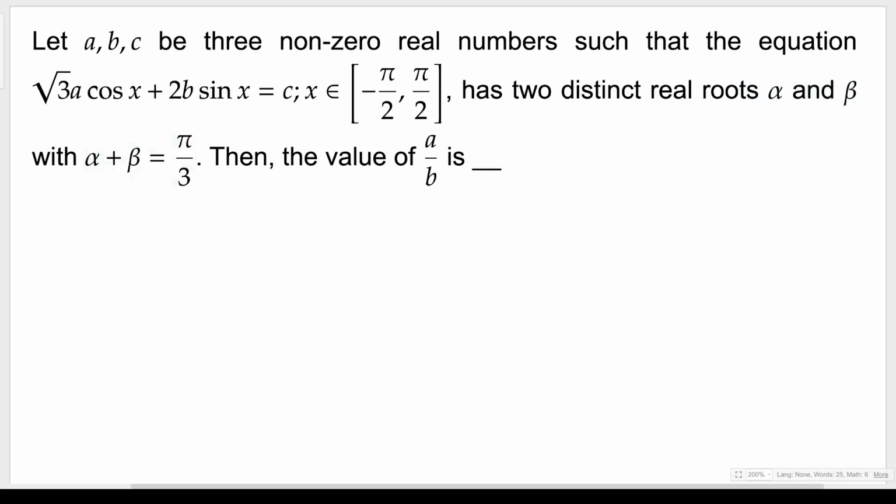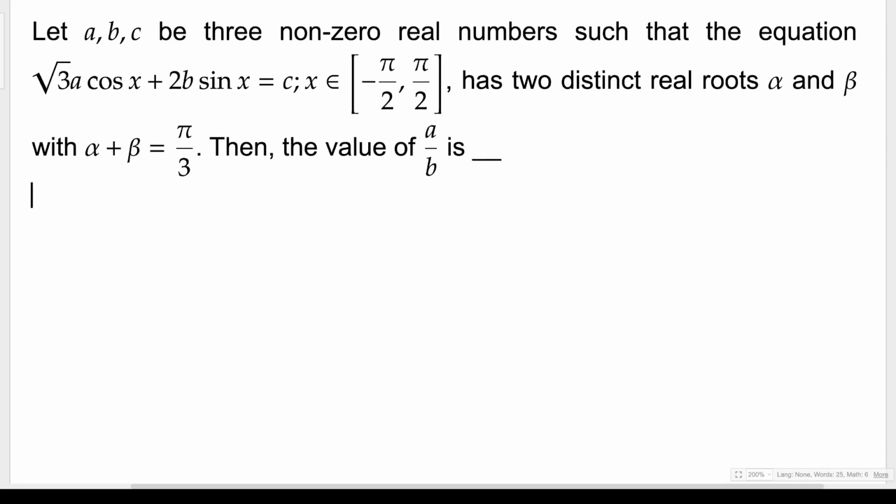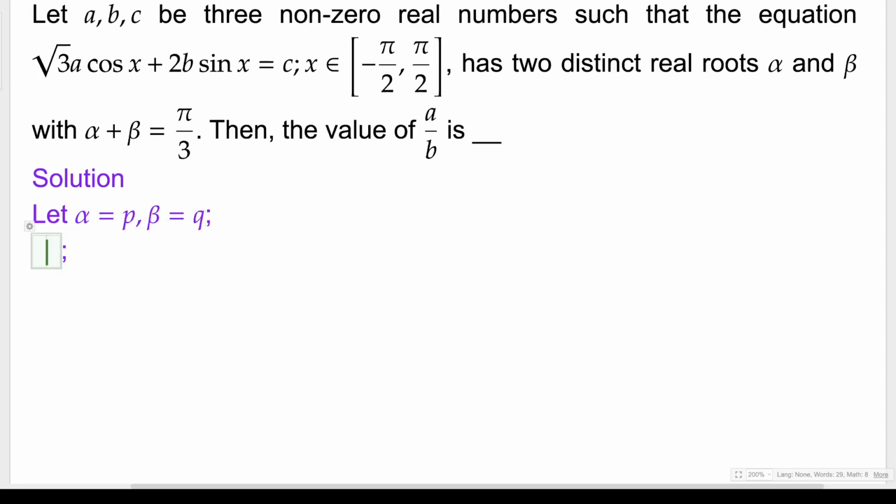In that case we need to compute the value of a over b. Now let's see how we can solve this one. Before I proceed, writing alpha and beta is a little difficult for me, so I'll consider alpha as p and beta as q, just for notational convenience, no other reason. Now this is the given equation. The constant is given, I'll be using the constant later.